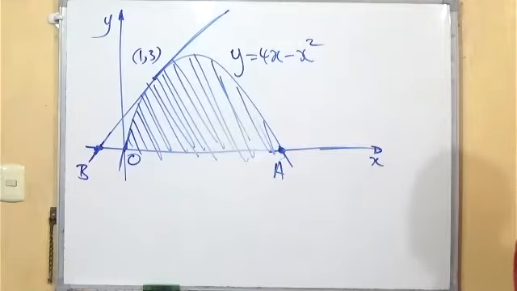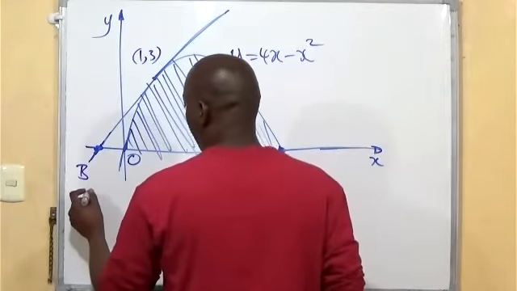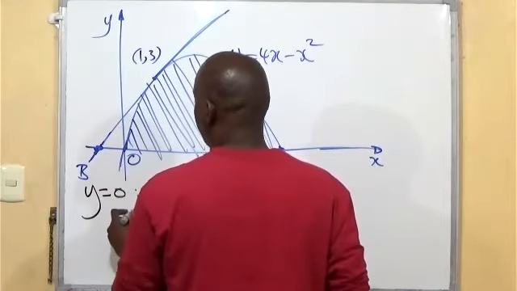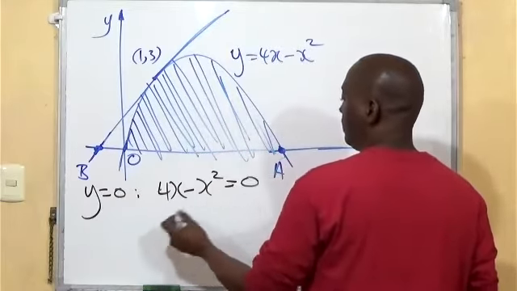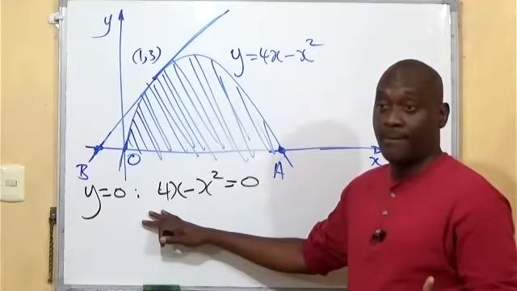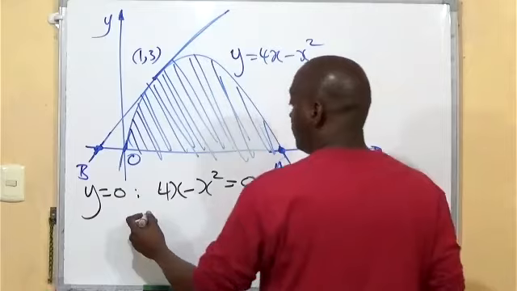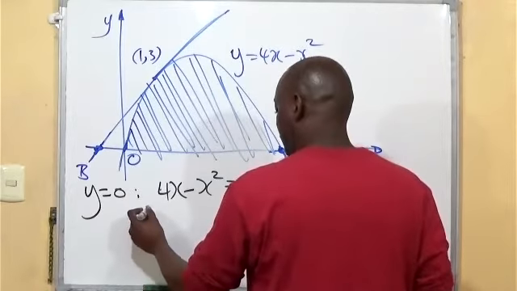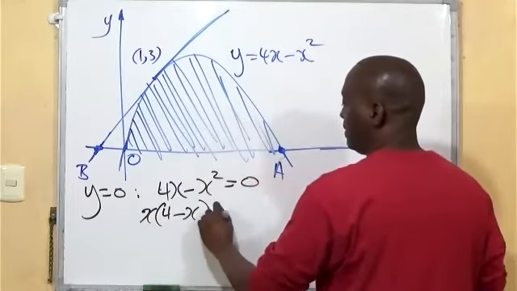So let me find A. We find A by equating y to 0. So y is equal to 0, which is to say then that 4x minus x squared is equal to 0. This is straight out of your maths question 2. Factorization, solving a quadratic equation. All right. So anybody who needs to revise that, you know what to do, it's on the maths website. So you factorize: 4x into 4 minus x is equal to 0.